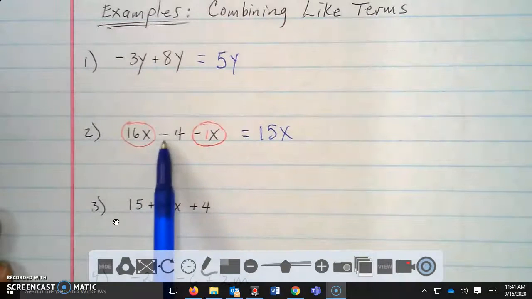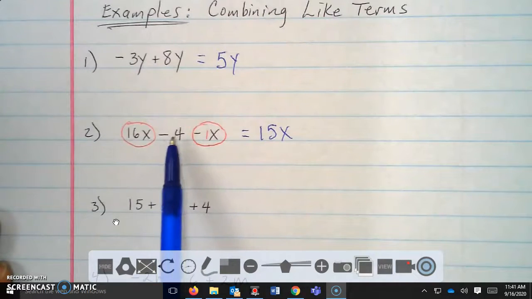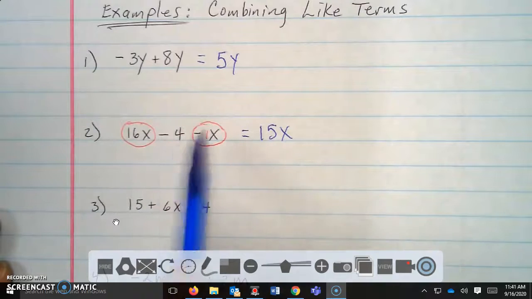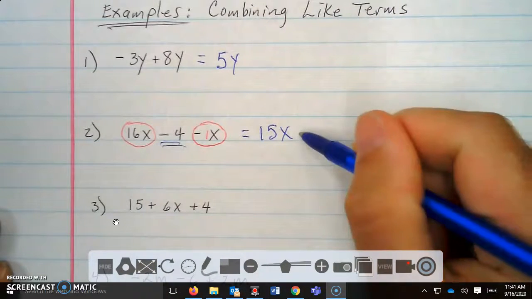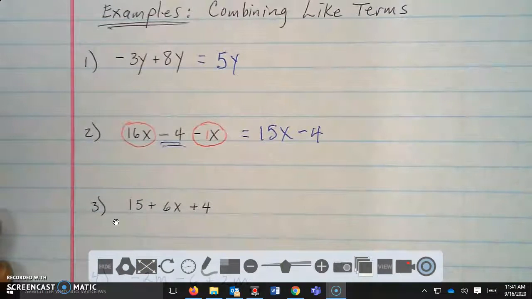Now, don't forget the negative 4. I know. Positive 4 minus, yeah. But you know what I mean. Make sure this shows up in your answer. So I want you to really take your time, be careful adding.